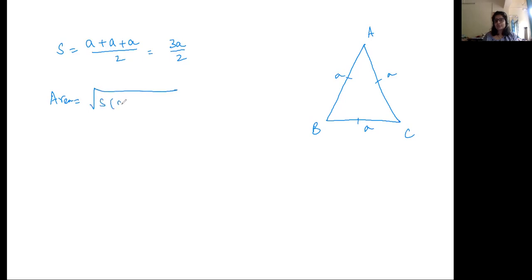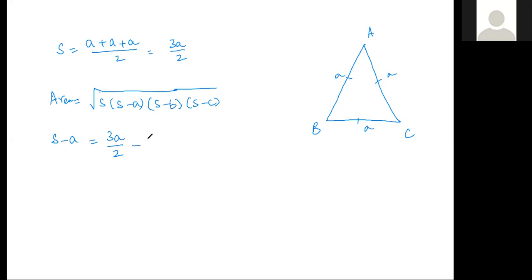we know the formula is root of s into s minus a into s minus b into s minus c, right? So let's calculate. We know we got the value of s. So what will be the value of s minus a? That'll be 3a by 2 minus a. Taking the LCM, you get 3a minus 2a upon 2. So 3a minus 2a is just a. So that'll be a by 2.